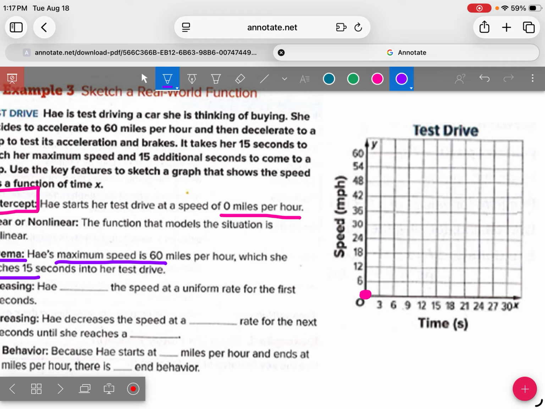Yeah. Our speed, that's the y up here. So our y is 60. What's our x going to be for that point? 15 seconds. So we're going to come over to 15 seconds. There we go, 15 seconds. And put it out here. Be careful. Follow the line. Start somewhere and trace the line. It's a lot easier than just eyeballing it. So at 15 seconds, she got to 60 miles an hour.